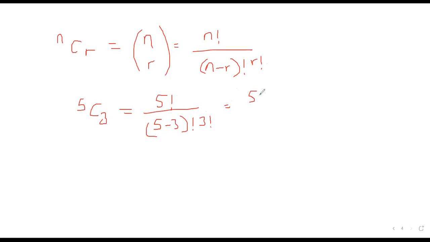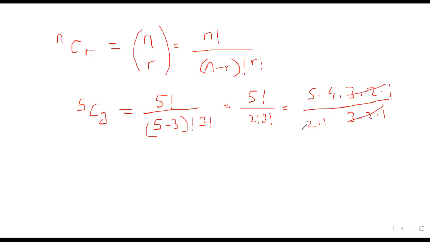For instance, you have 5 combination 3. What are we going to do there? We're going to put 5 factorial over 5 minus 3 factorial times the R itself, the 3 factorial. We're going to have 5 factorial over 2 factorial times 3 factorial. This will be 5 times 4 times 3 times 2 times 1, over 2 times 1 and 3 times 2 times 1. This cancels, and the 2 in there is 2. The final answer becomes 10.